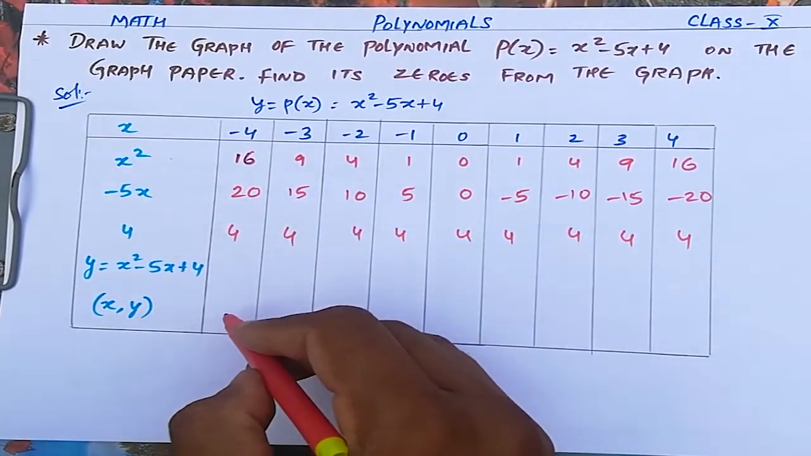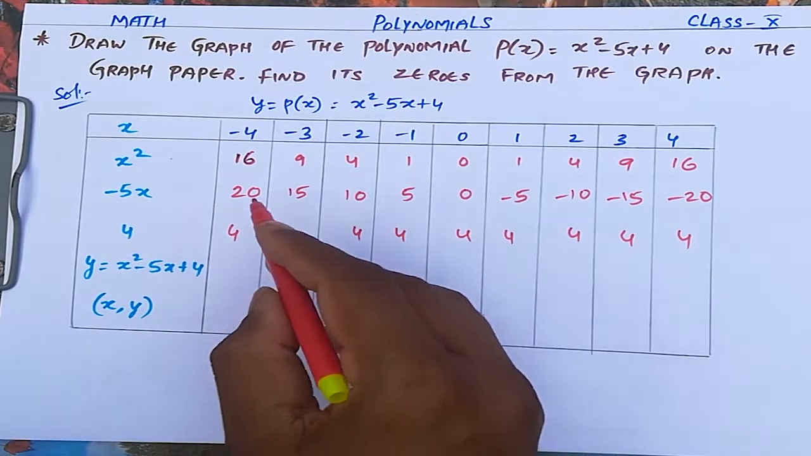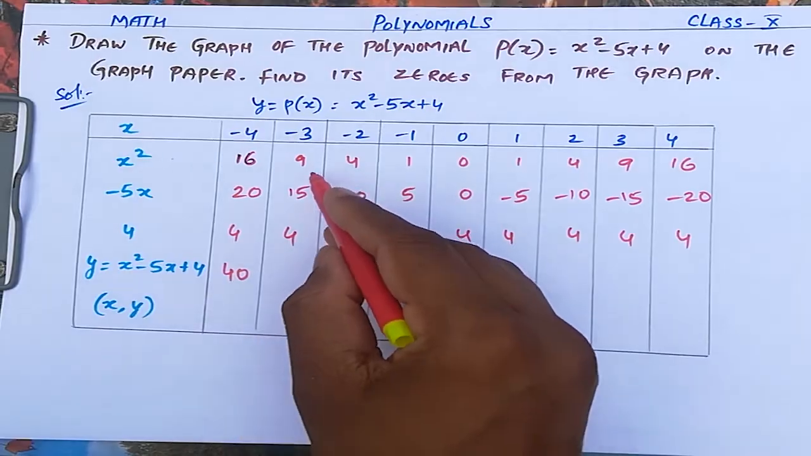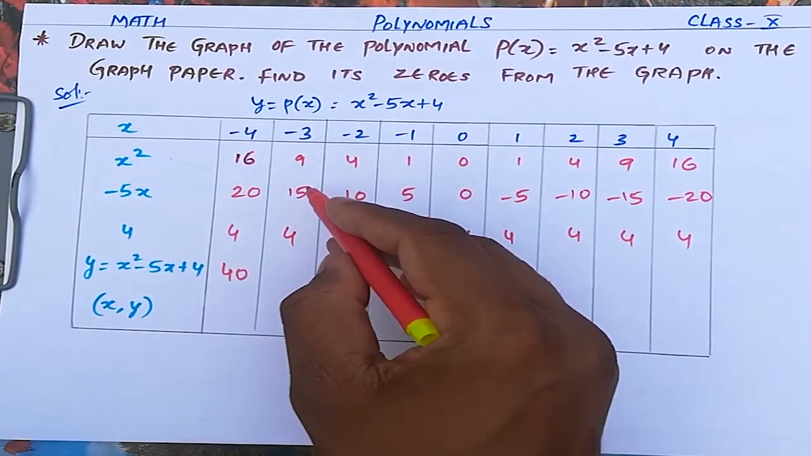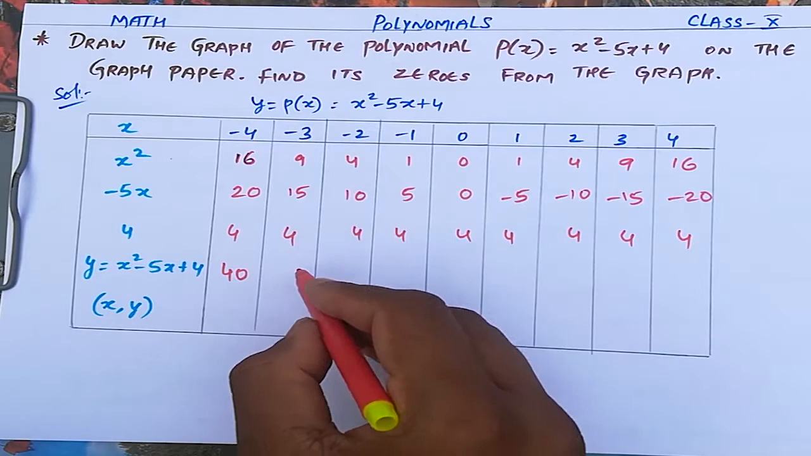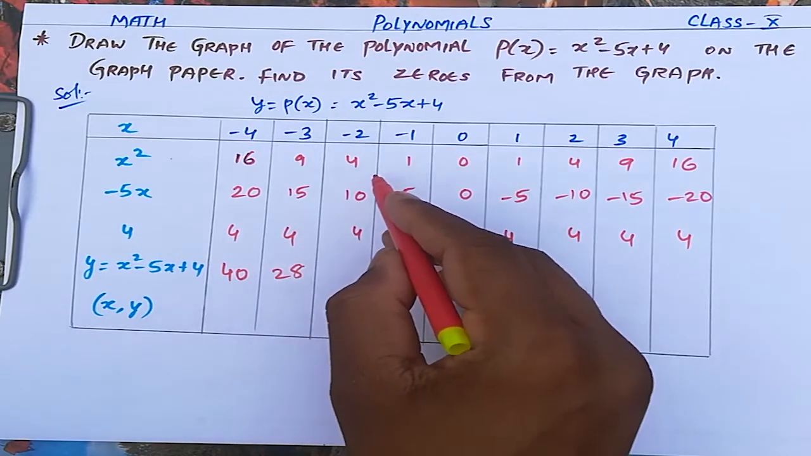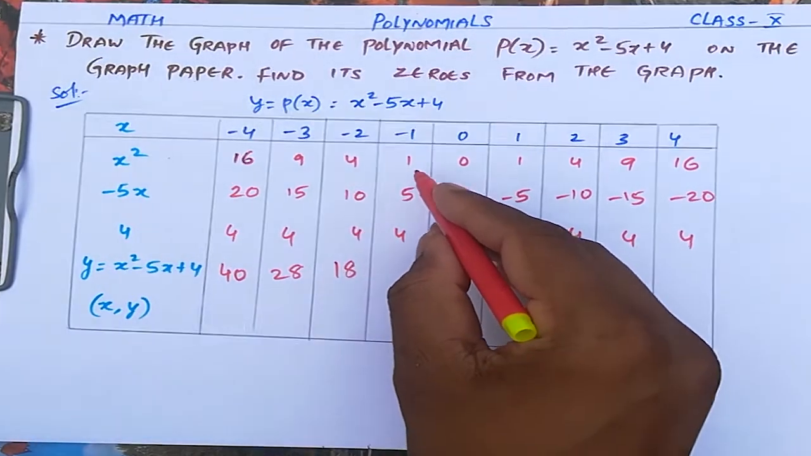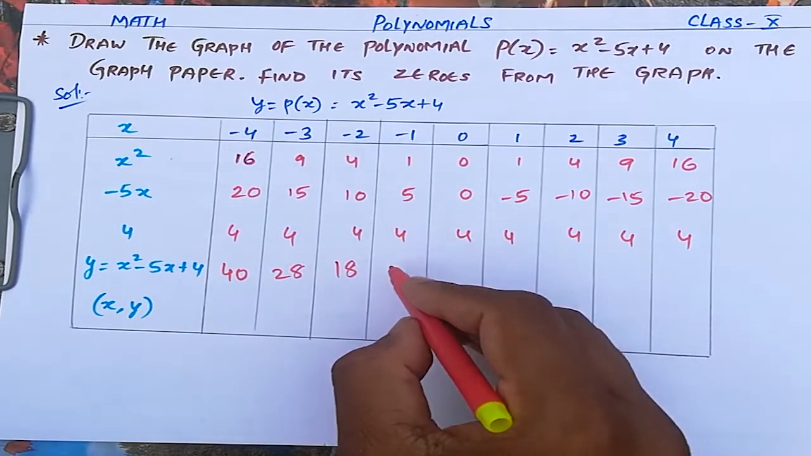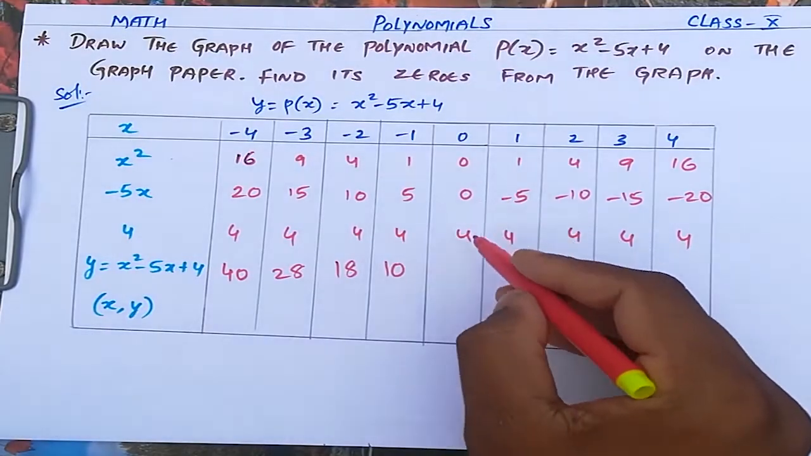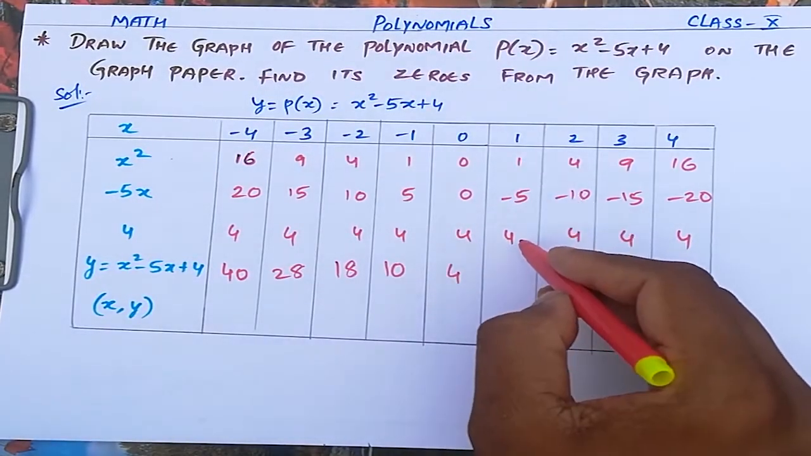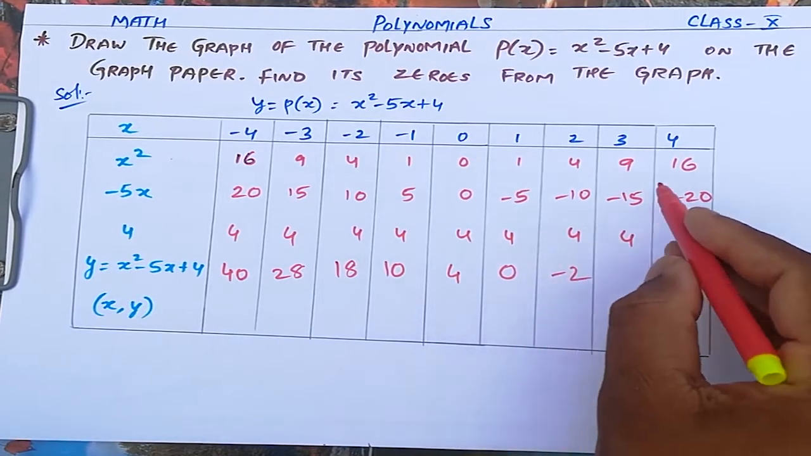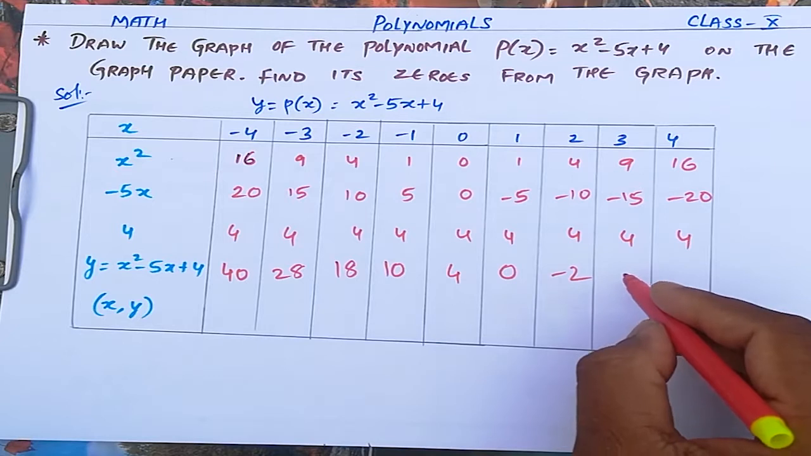Okay, now add all these values. 16 plus 20 plus 4, we get 40. 9 plus 15 plus 4, 9 plus 4 is 13, 13 plus 15 is 28. Then 4 plus 10, 14, 14 plus 4 is 18. 1 plus 5, 6, 6 plus 4 is 10. Then this value is 4. 1 plus 4 is 5, minus 5 is 0. 4 plus 4 is 8, 8 minus 10 is minus 2. 9 plus 4 is 13, 13 minus 15 is minus 2.